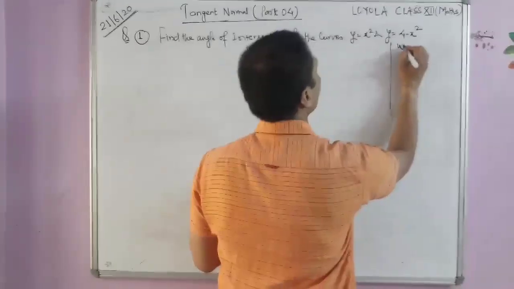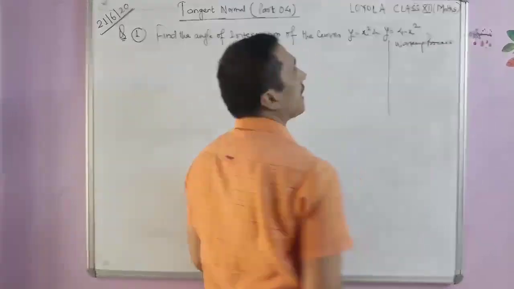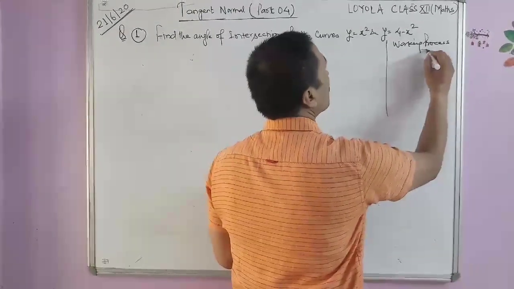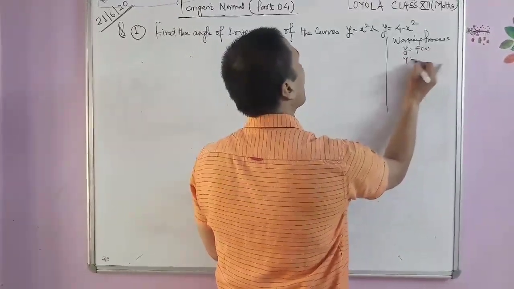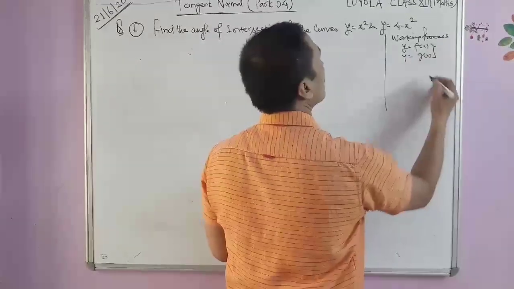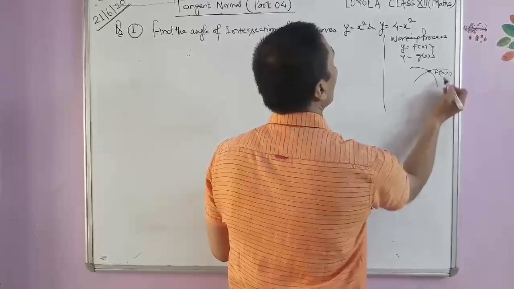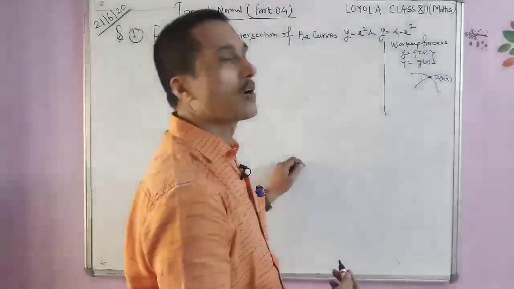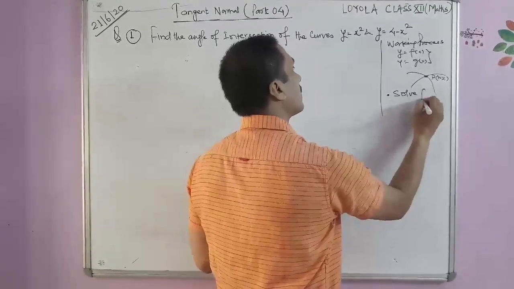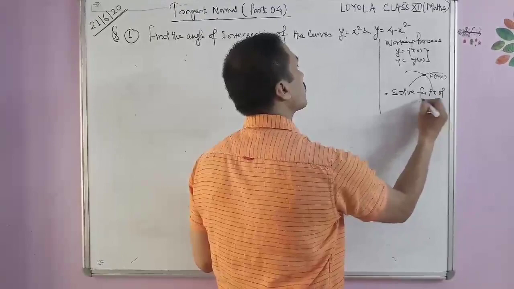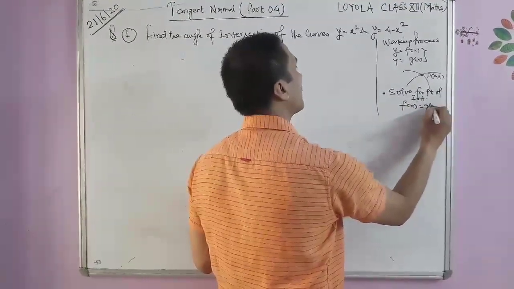Here, for the angle of intersection of two curves y equals f(x) and y equals g(x), first of all, we find the point of intersection of these two curves. For this, we solve for the point of intersection, taking f(x) equal to g(x).